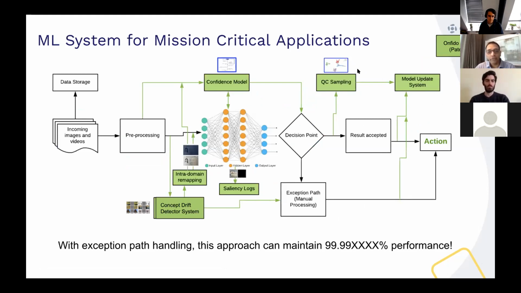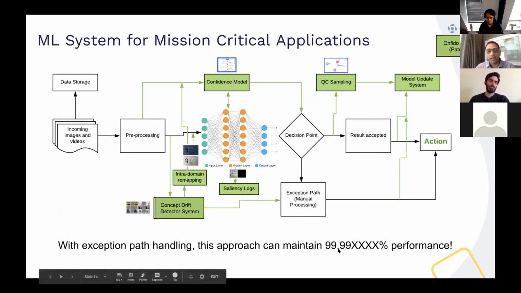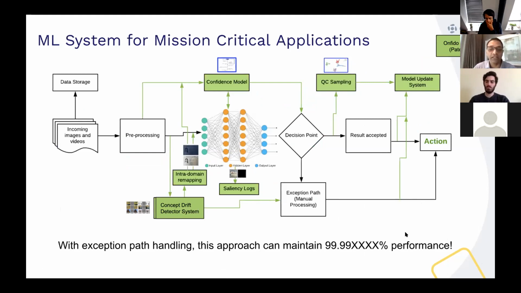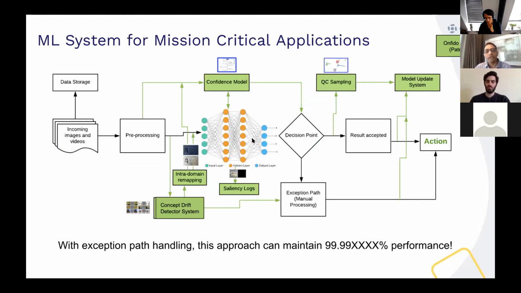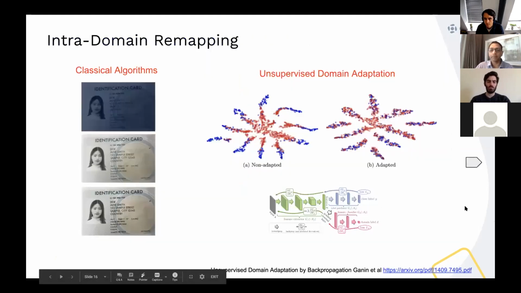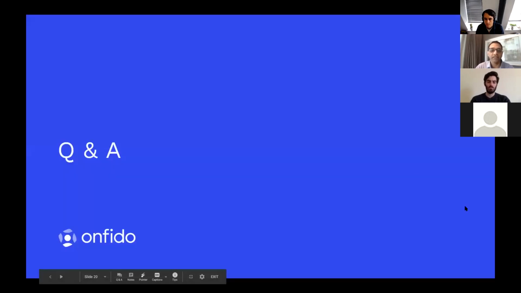So if you build some of these components into your deployed machine learning application, it is possible for you to achieve 2, 3, 4, 5, 7 nines after the decimal point in terms of the performance of your system. So I just wanted to give you a brief overview on what a machine learning system could look like for a high performance application. So with that, I think I will take some questions and answers if there are any.